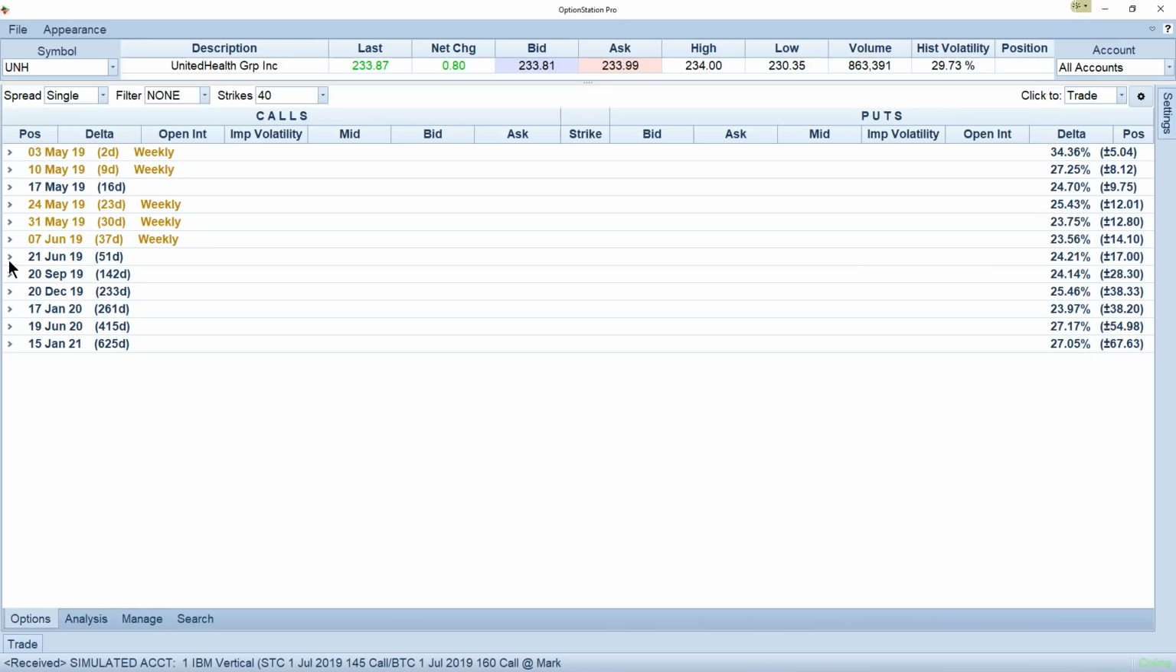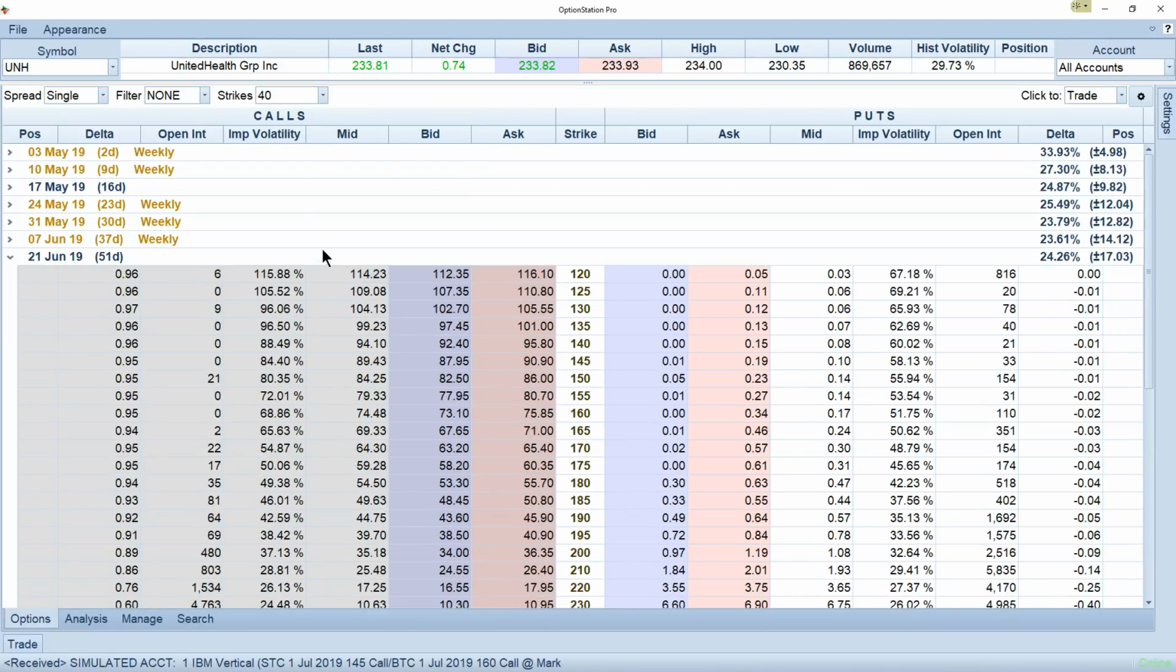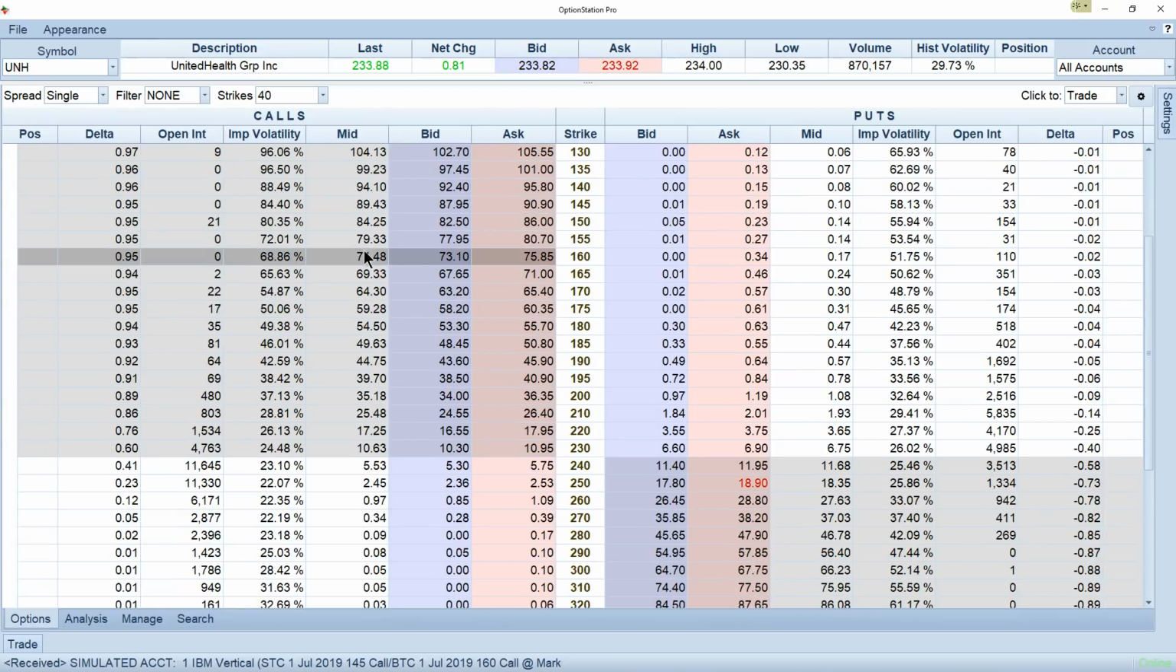Okay, and in this case, it looks like I'm going to go for June, because if you think about the amount of time, well, September is like 3 times more time than June. I only need 31 days, so I'm just going to give myself 51. In a perfect world, I would have the July like I had with IBM, but in this case, we don't have it for UNH, so we will use June.